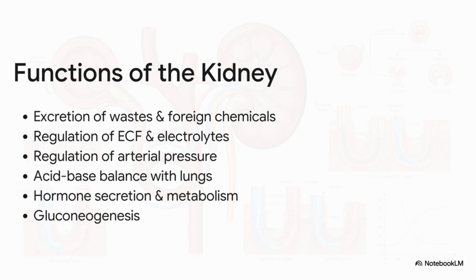Fourth, they team up with the respiratory system to maintain your acid-base balance. Fifth, remember, the kidney is an endocrine organ too. It secretes, metabolizes, and excretes crucial hormones like erythropoietin for making red blood cells, 1,25-dihydroxycholecalciferol, which is your active vitamin D, and renin for blood pressure control. And finally, number 6, gluconeogenesis.